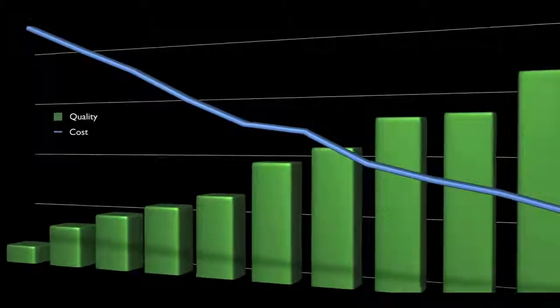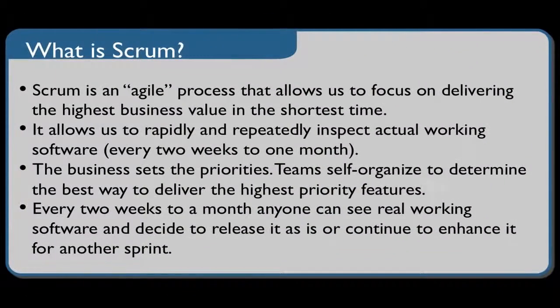So in summary, Scrum is an agile development framework that allows us to focus on delivering the highest business value in the shortest time. The business sets the priorities and the teams organize and determine the best way to deliver the highest priority features. These features are delivered rapidly and repeatedly as demonstrable working software so that informed decisions can be made on the business value and release worthiness of the product.